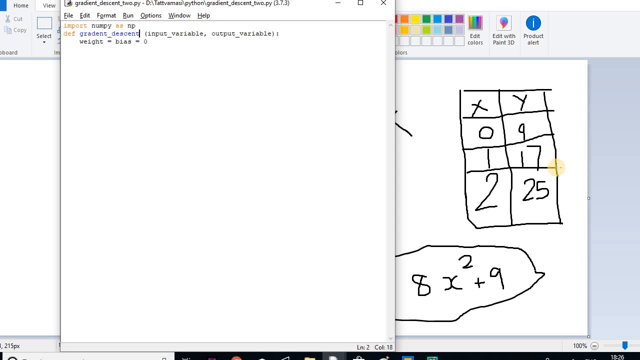It takes two parameters. One is the input variable, that is the x, and the output variable, that is y. So we have two, and we have weight and bias. I already discussed, weight stands for m and bias is b, and those two we initialized to 0.